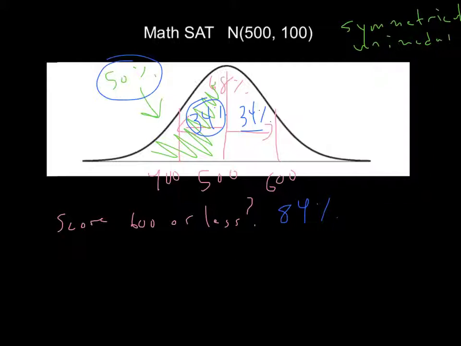What percent get a 600 or more? Well, the other part of the 100%, 16%. And you could either say 100 minus 84, or remember this is 50, and 50 minus 34 is also 16. So it's about adding and subtracting in a very efficient manner and really thinking outside the box.